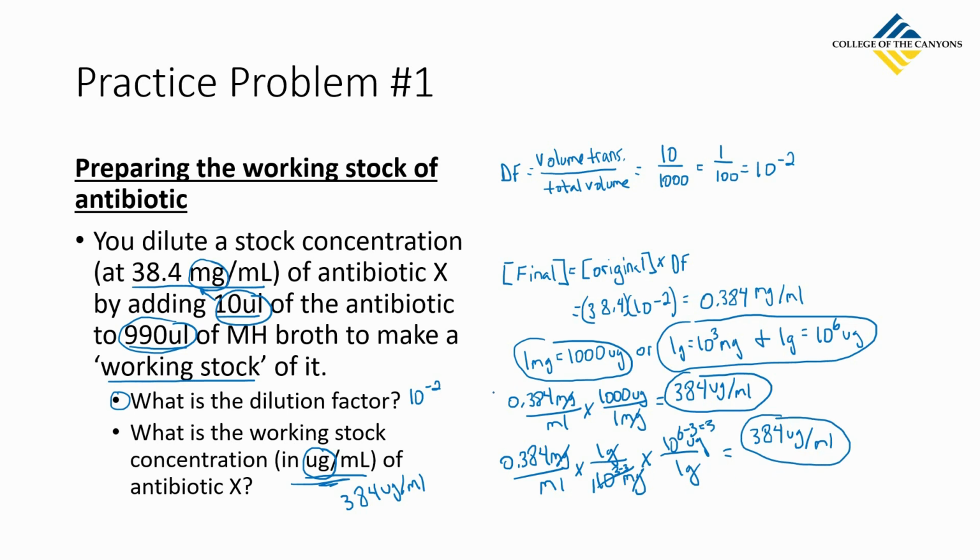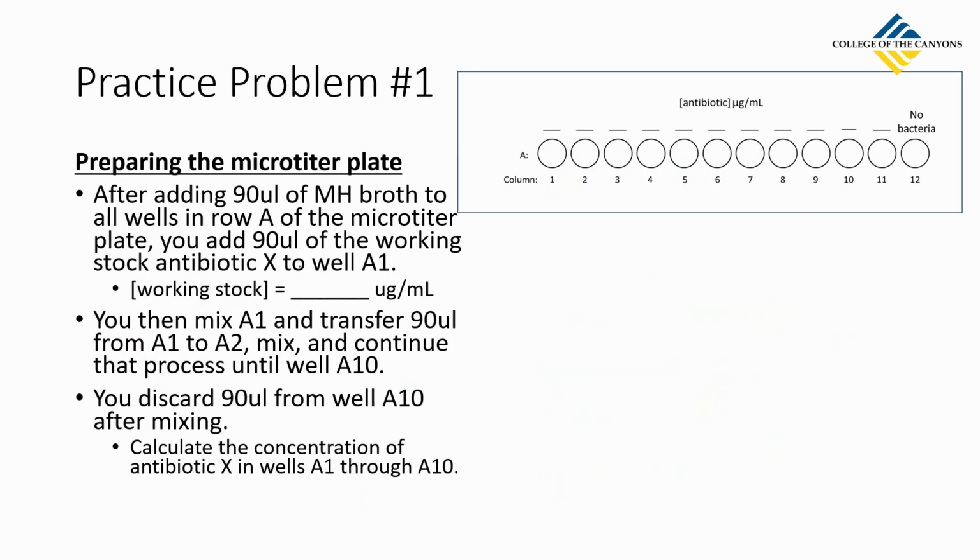But if you're not sure about that, then you can always use those. Okay, so now that we have that information, 384 micrograms per mil, that's our working stock. So I'm going to write that in here so we don't forget it. 384 micrograms per mil.